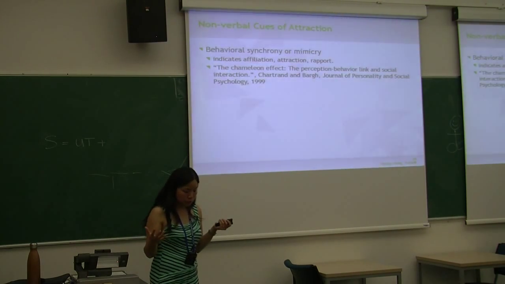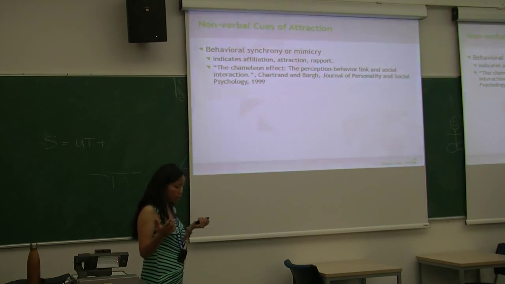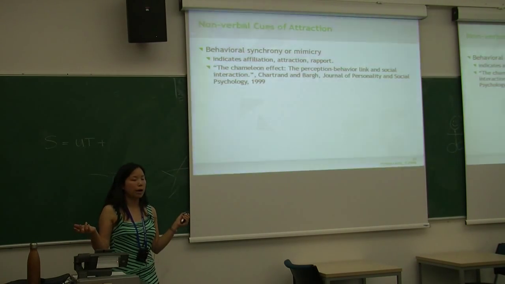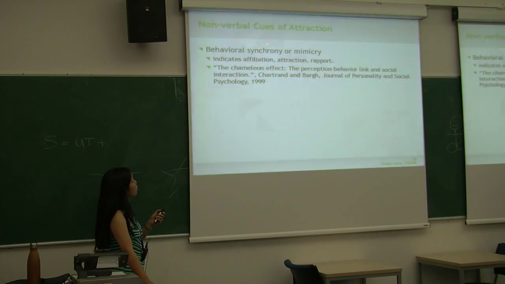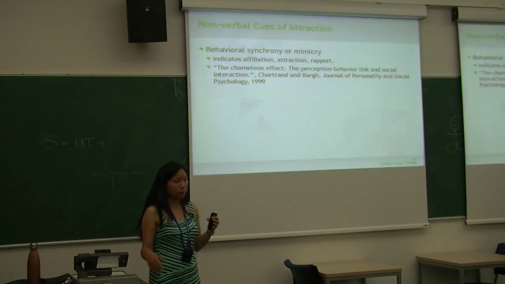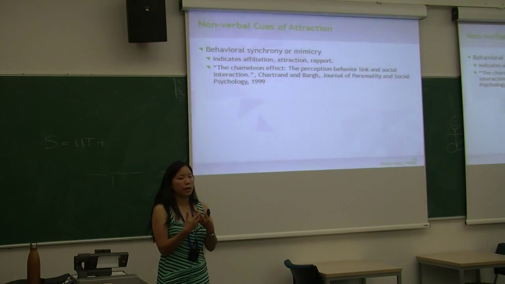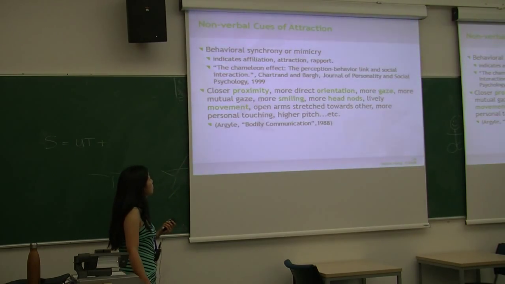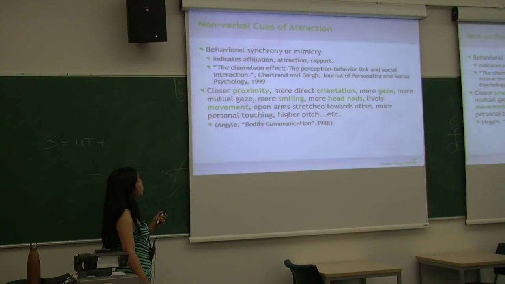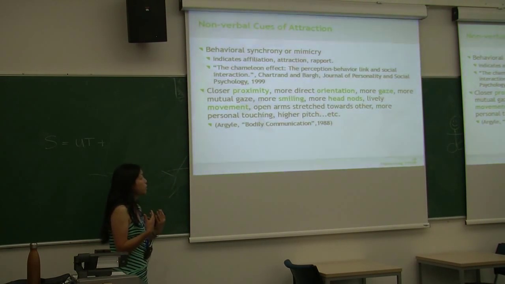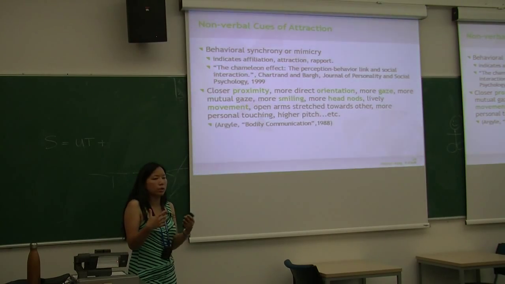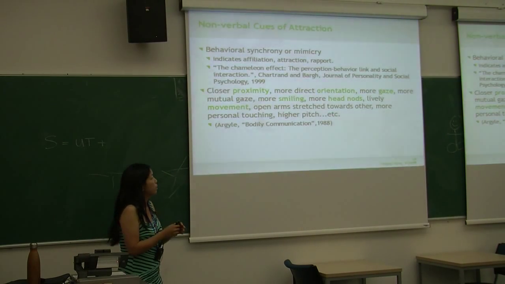So going back to the social sciences literature, we're not pulling this out of thin air. Attraction can be measured to some degree by things like behavioural synchrony or mimicry. So this tends to indicate levels of rapport or affiliation between people. Other things that people tend to do if they're attracted to each other is they tend to stand closer to one another, they smile more at each other, they orientate themselves towards each other. They tend to express more positive sentiment, like with head nods.